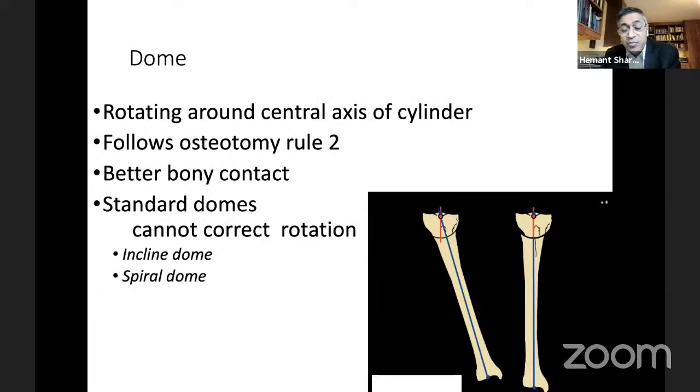Dome osteotomy is my most preferred osteotomy. It rotates around a central axis of a cylinder, there's always a tiny bit of translation, and it follows the Osteotomy Rule 2. Bony contact is fantastic, it is stable, healing is much better. The only downside is it cannot correct rotation. There are special osteotomies. I'm not clever enough to do it, so therefore I don't do it. But if you can do it, plan it. If you have a 3D model, plan it on that and then do it so you don't get it wrong. But if it's a rotation, then I don't do a dome osteotomy personally.